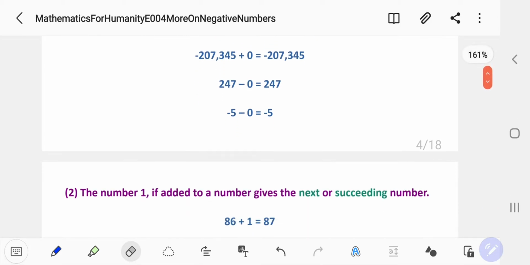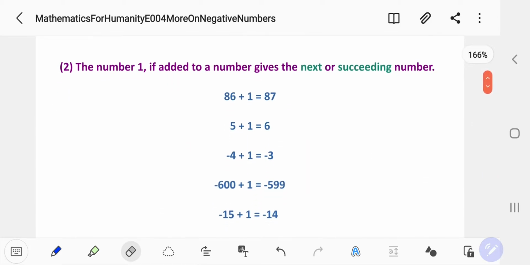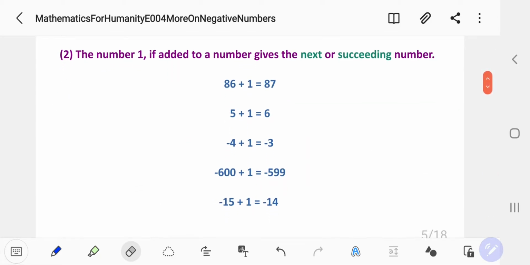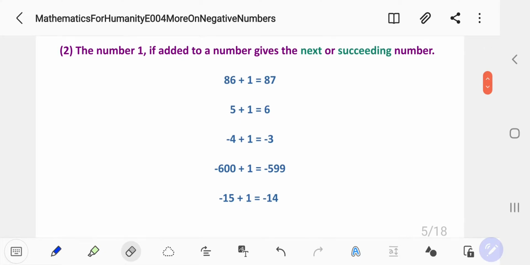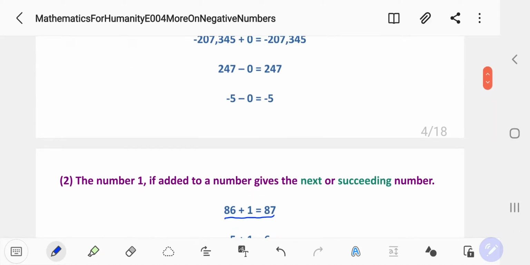Now let's go to rule number 2. The number 1, if added to a number, gives the next or succeeding number. So if I add 1 to 86, it gives me 87, because that's the next number after 86. Then 5 plus 1 is 6. Negative 4 plus 1, that's negative 3. Let's take a look at the number line.